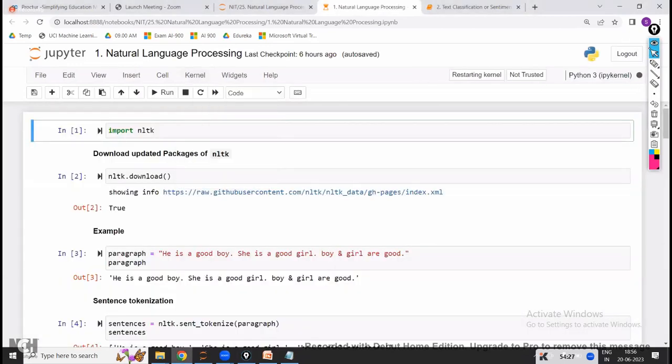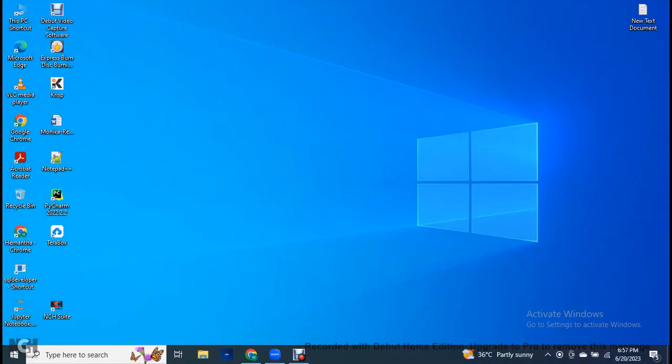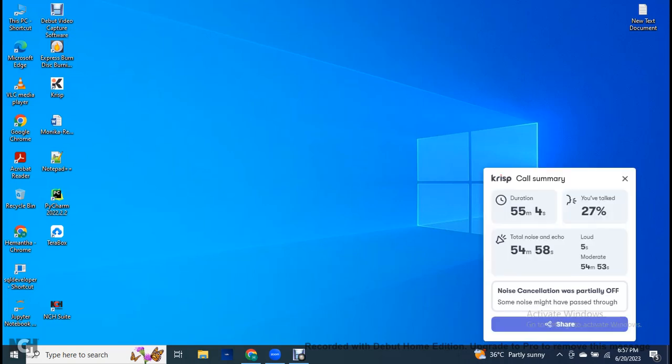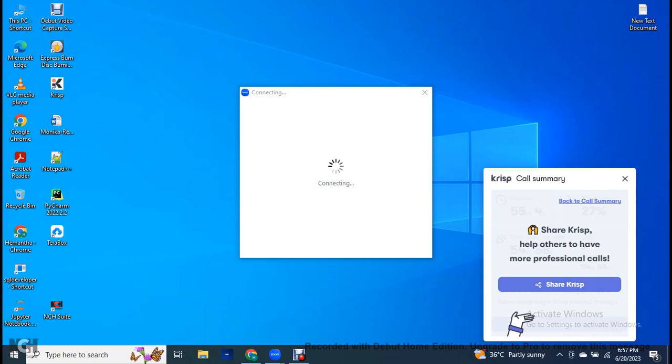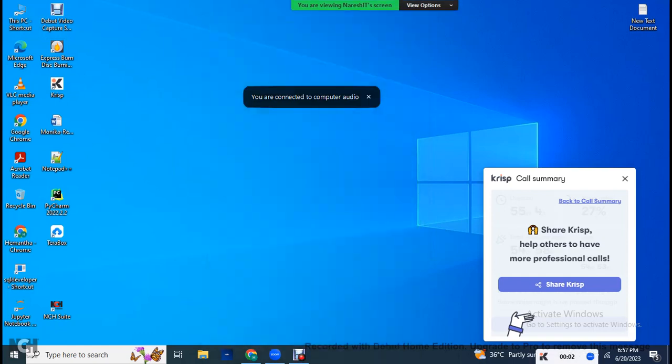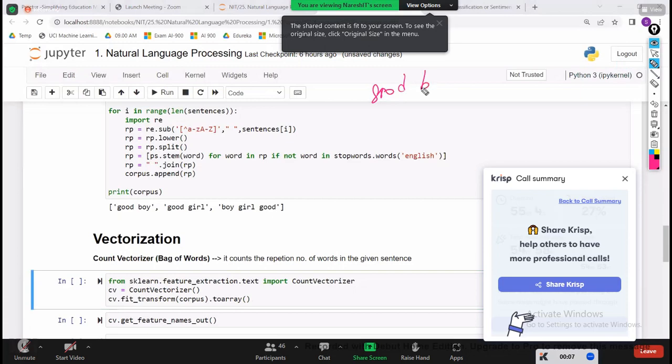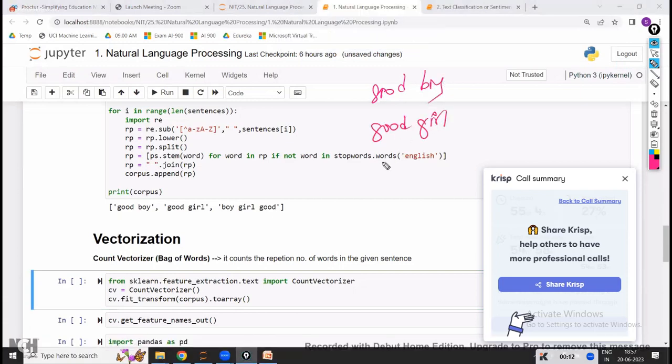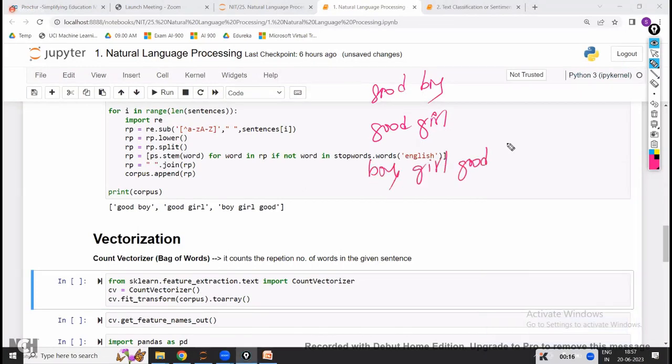Now here, I have shown you and explained the list of stop words. We have seen the theoretical part, but we have not completed the coding part of the count vectorizer. Now here we are having good boy, good girl, and boy girl good. Now what I have told you: first it is going to identify the unique values.